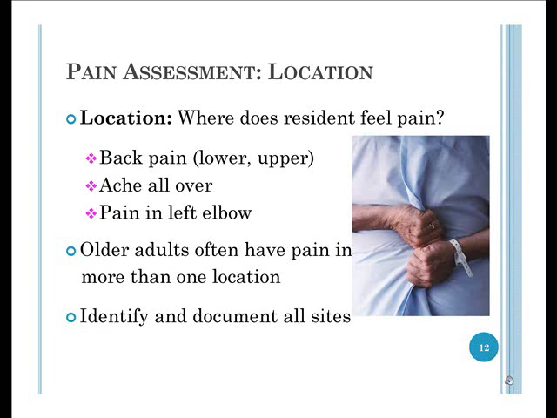It's important to find out where pain is located. Where does the resident feel pain? For example, is it in the back, upper, lower? Do they ache all over? Is pain in an elbow? Having the older person help identify the location of pain is a key strategy. So asking them to point to the pain, to tell you where they're hurting, to document on a pain map, show you where their hurt occurs, can be ways of gathering information about pain location. And again, they may have more than one pain problem, and it's important to document and get information about all sites that are hurting them.